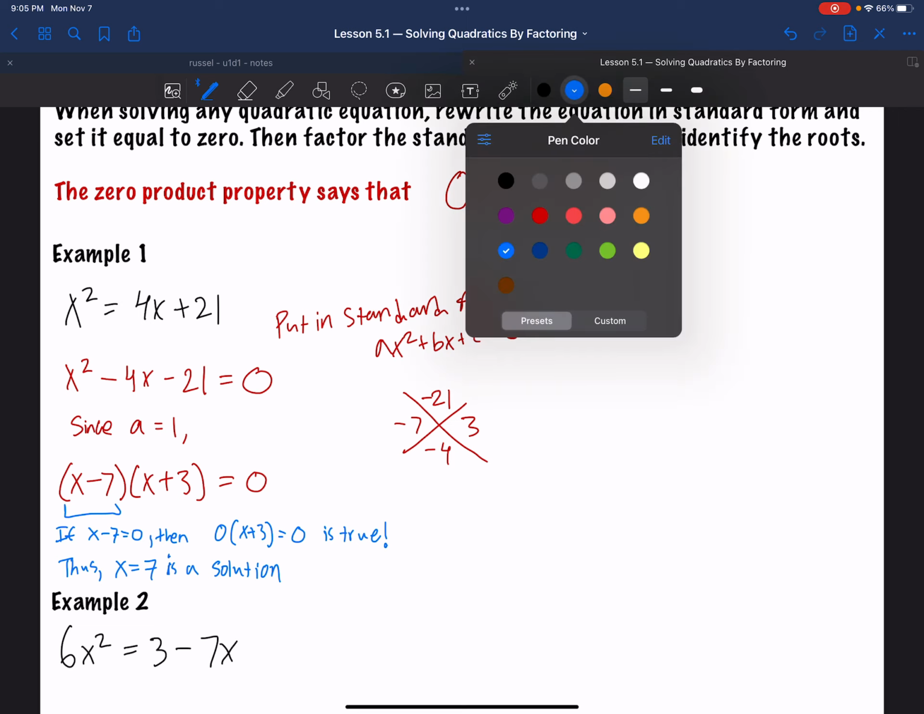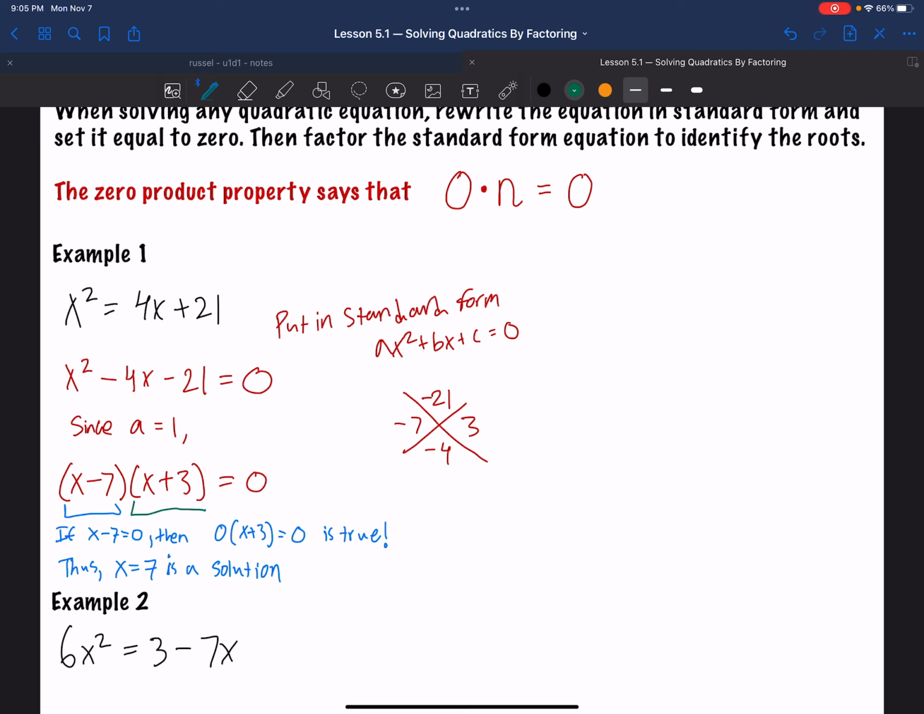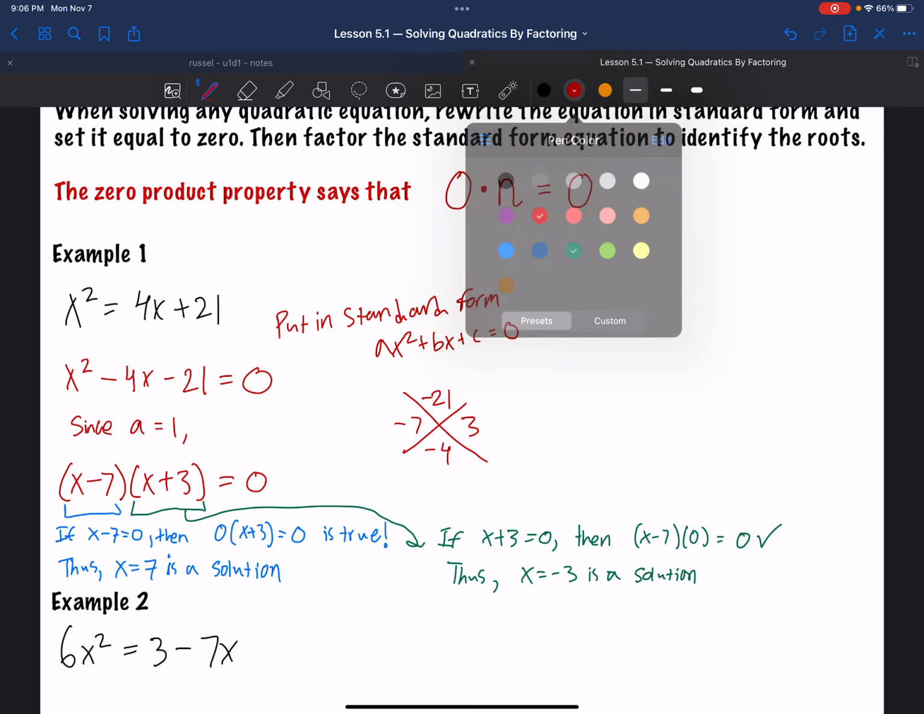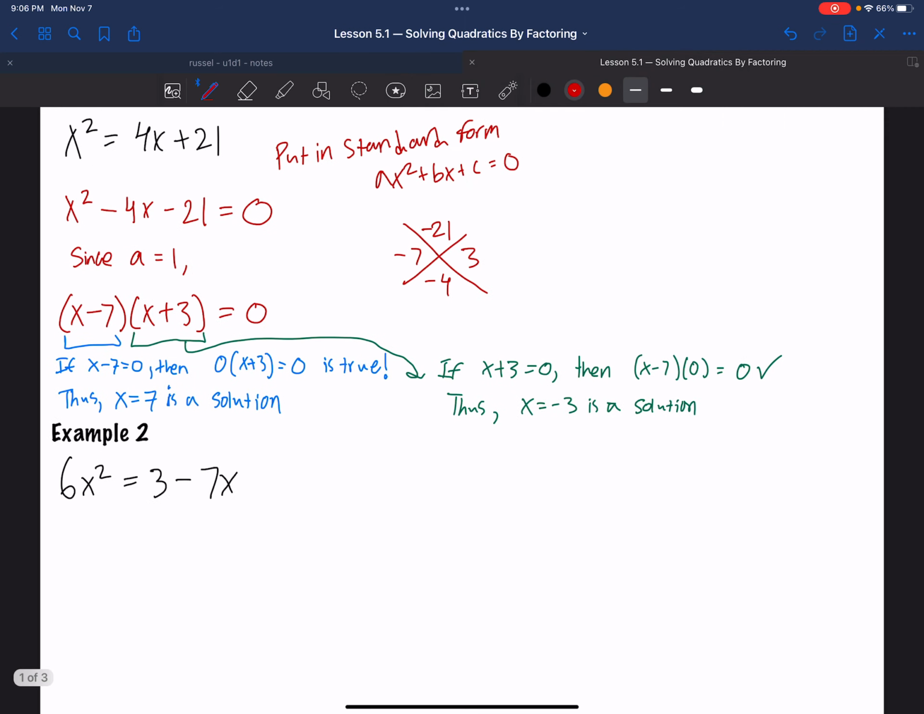And I can do something similar here. This fella, if x plus 3 equals 0, then x minus 7 times 0 equals 0 is true. Thus, x equals negative 3 is a solution. So I'm going to say, therefore, the solution set is positive 7 and negative 3.